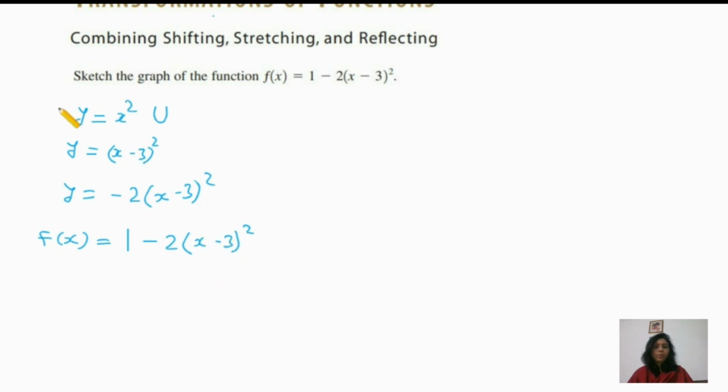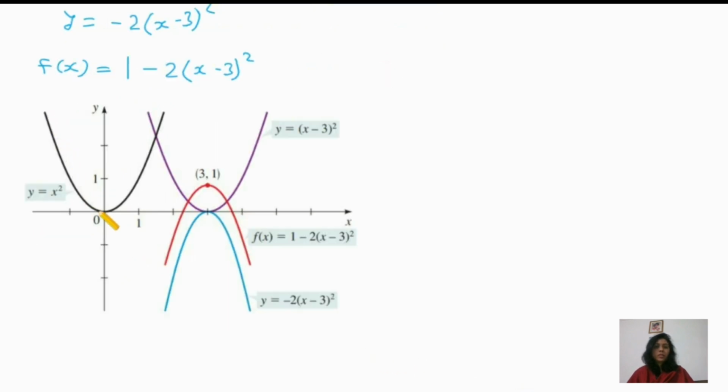Okay, now we can plot these functions in the graph paper. So this is the original function y = x^2. Now this shifts 3 units right side, and this is y = (x - 3)^2, and here multiply with -2. It means this reflects in the x-axis and is stretched by factor 2. And here we add 1. It means this graph shifts 1 unit upside. Okay, this is upside.